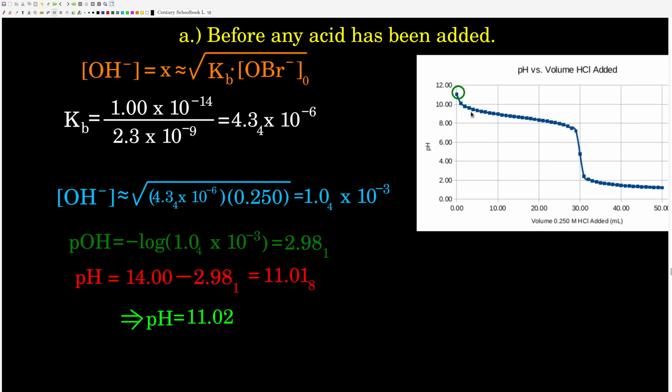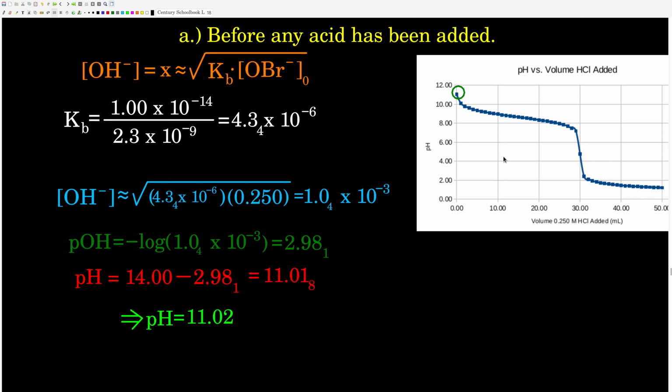Okay, so notice what this curve looks like. It's really just the inverse of the titration of a weak acid with a strong base. We start out high and we go lower. The equivalence point is lower than 7 here, right? Same reason, kind of the opposite though.